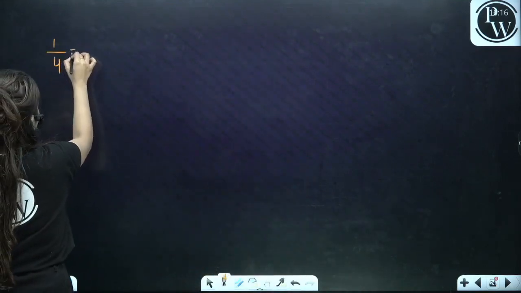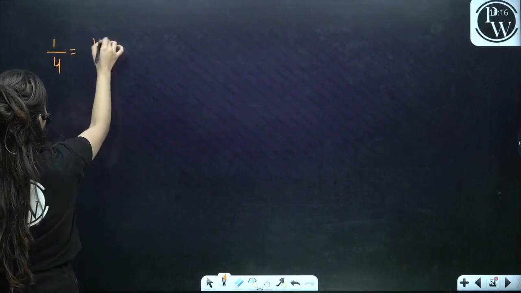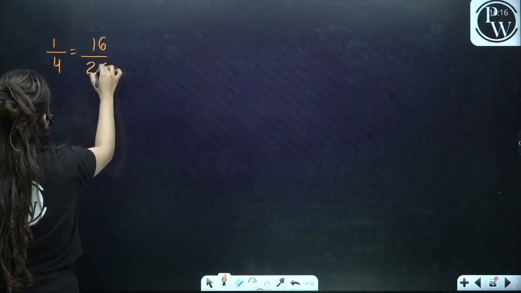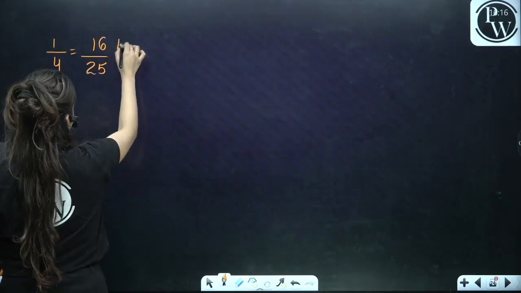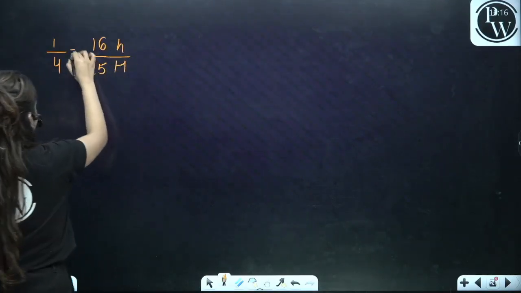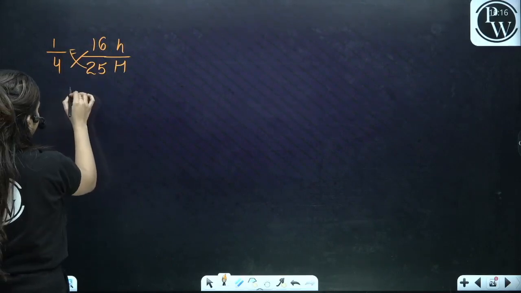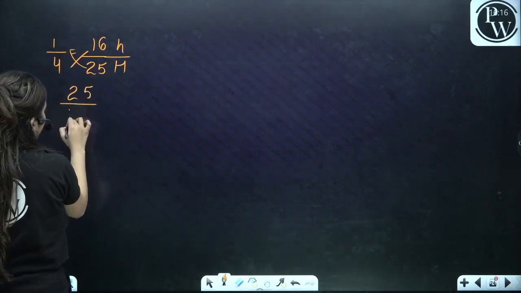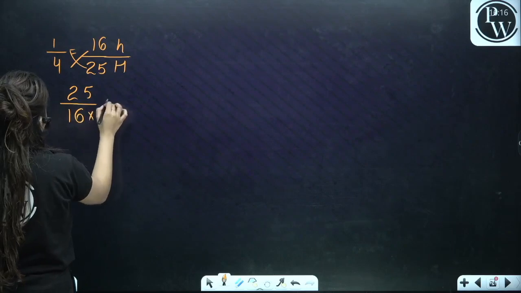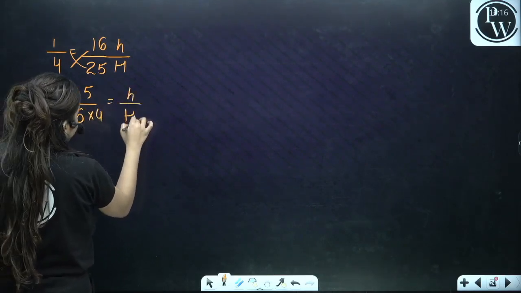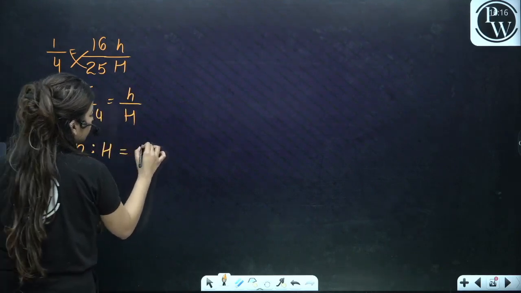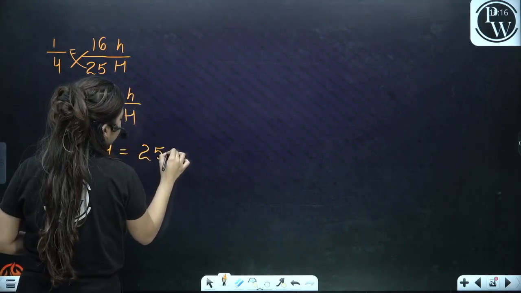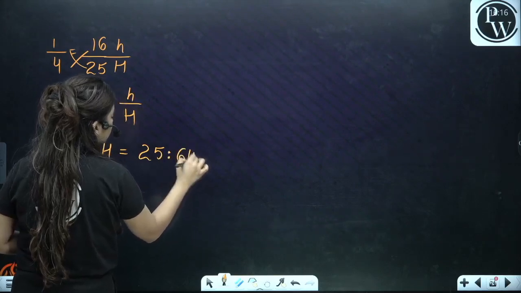Now 1 by 4 will be equal to 4 square, 16, over 5 square, 25, and then H by H. Cross multiply, so this will become 25 upon 16 into 4 equal to H by H, which means the height ratio will be equal to 25 is to 16.